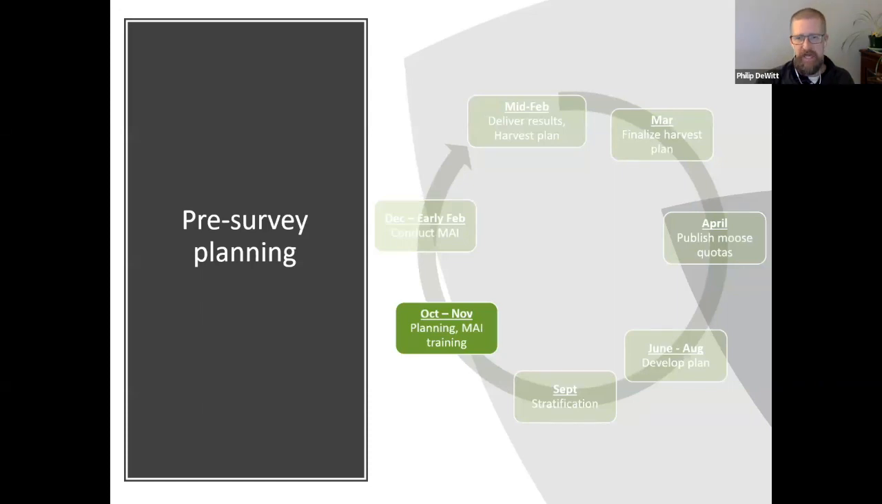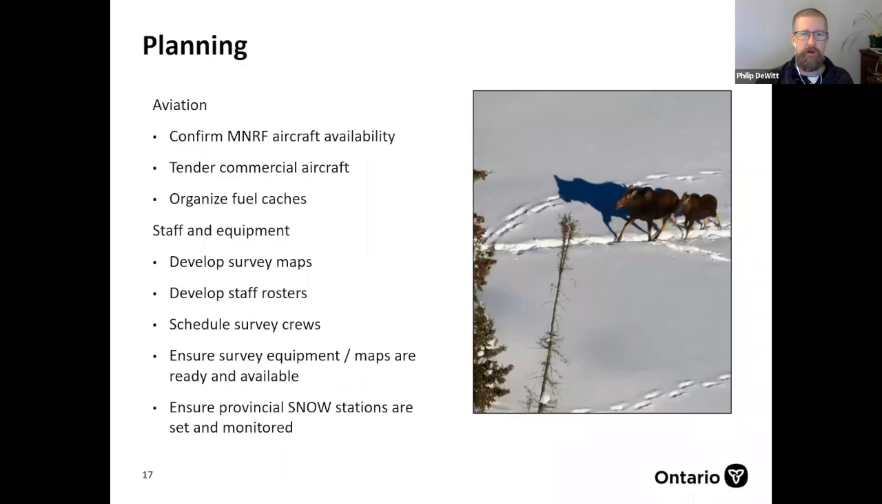So that's the stratification part. And we typically do that in September and October as we're preparing for the continued planning and the moose aerial inventory training. So when you think of the pre-survey planning, there's a whole bunch of pieces to this. There's the aviation, and then there's the staff and equipment piece.